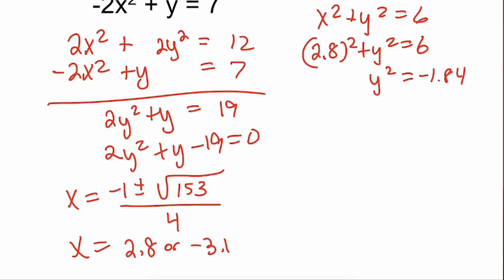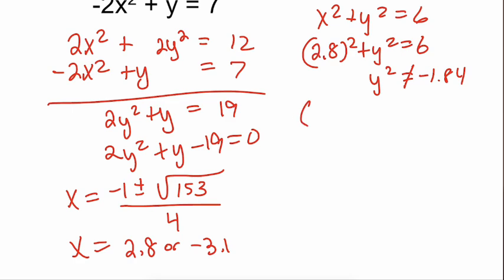Can you square a number and make it equal a negative number? No. Can you take the square root of a negative number and get a real number out? No. So however you do it, if you get to this point and look at it and go, oh, that doesn't work, or if you try to take a square root of a negative, oh, that doesn't work. That one just doesn't work.